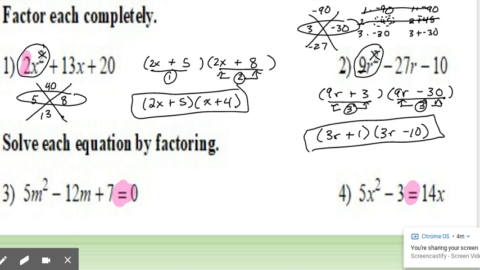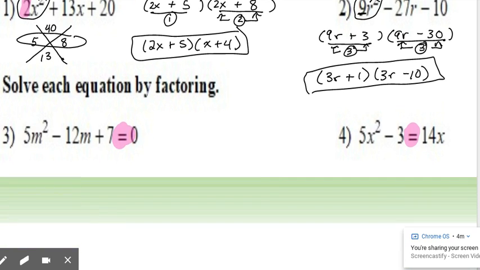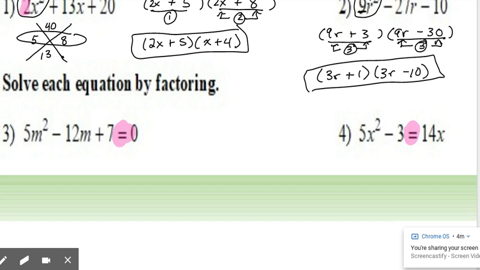Now for 3 and 4, since we are solving, we can use that little shortcut that we learned about. So make sure it's equal to 0. So the first one's good. Let's get our magic numbers here. Multiplies to be 35, adds up to be negative 12. Magic numbers are negative 5 and negative 7. And I can do the shortcut.